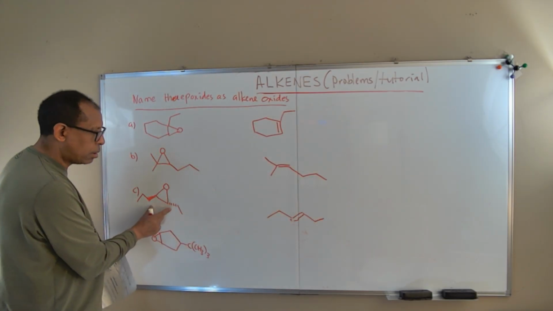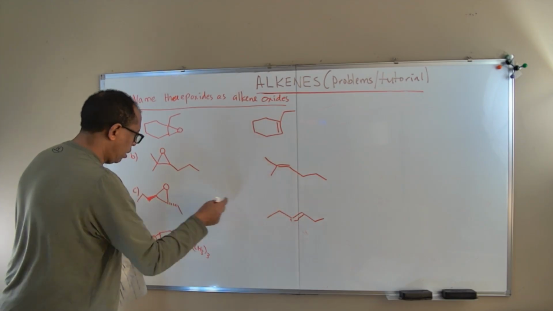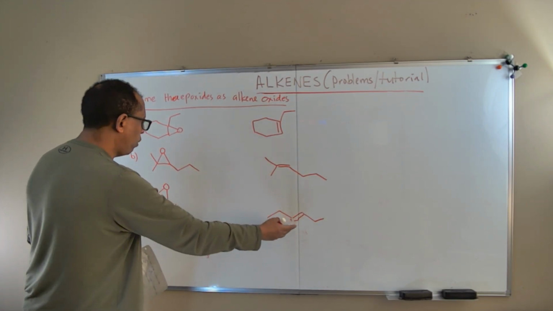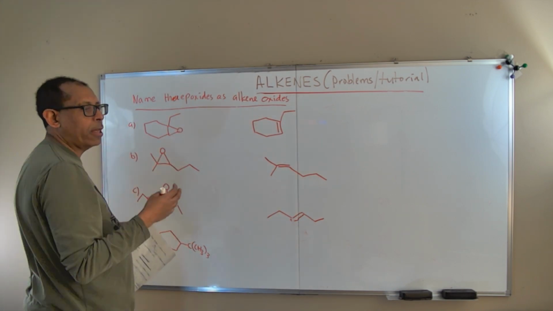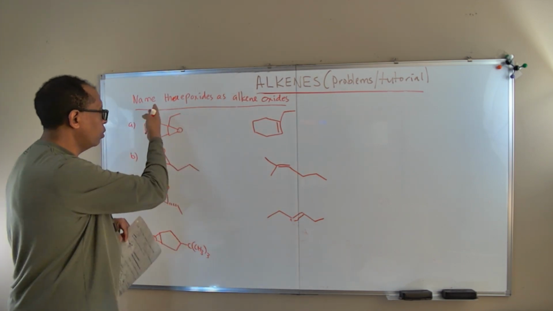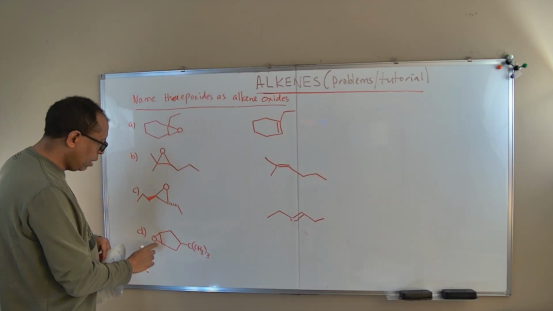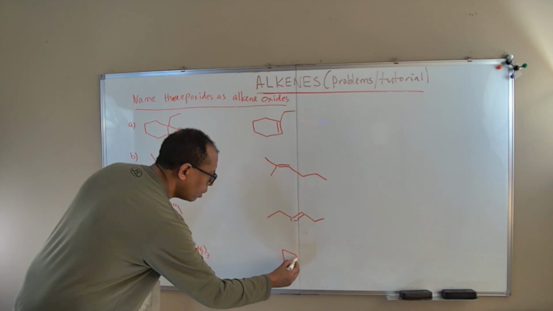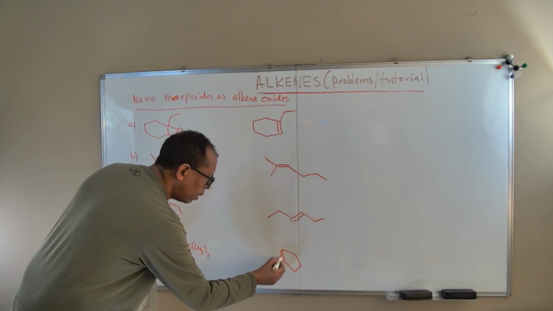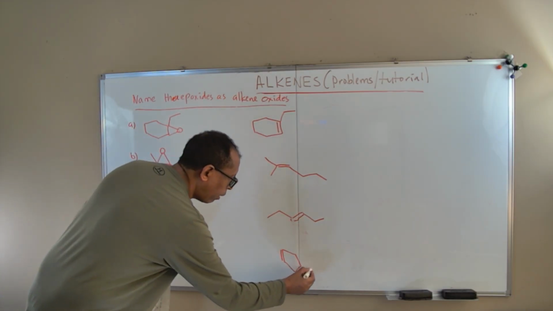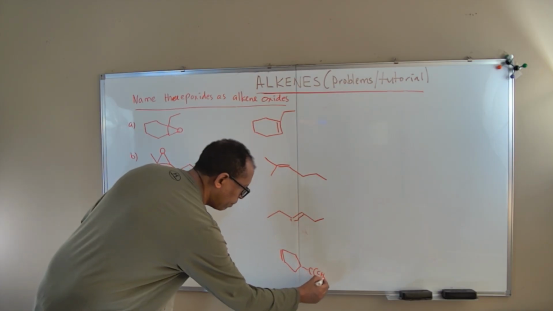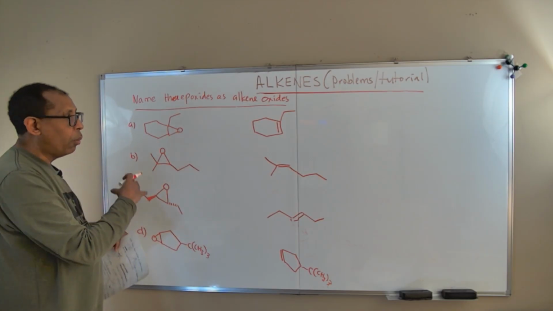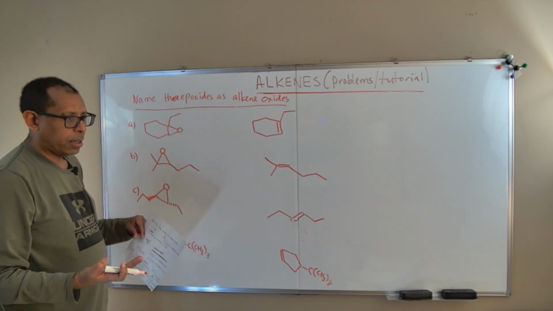So this is actually synthesized by epoxidation of this alkene. So you convert it to an alkene oxide. That's why the question is asking you to name it as an alkene oxide. This epoxide is generated from this 5-membered alkene. We have a tert-butyl group here. I'm just adding some context to why we are saying alkene oxide.